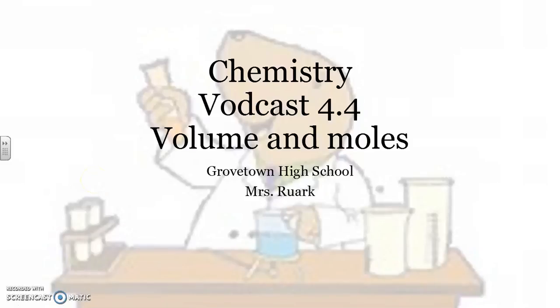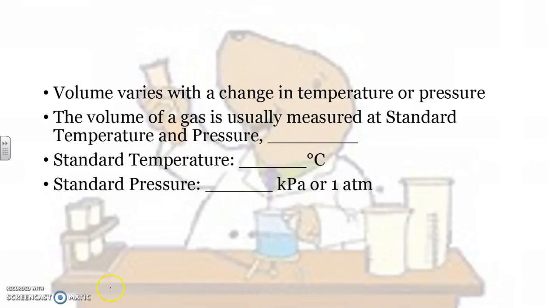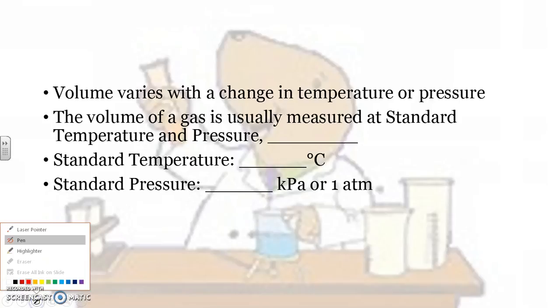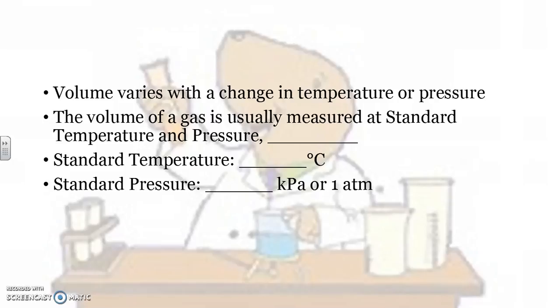It's podcast 4.4. We're going to talk about how moles can help us determine the volume of a gas, and how the volume of a gas can help us determine how many moles we have. Volume is something that varies with a change in temperature or in pressure. So the volume of a gas is usually measured at standard temperature and pressure, or what we call STP.